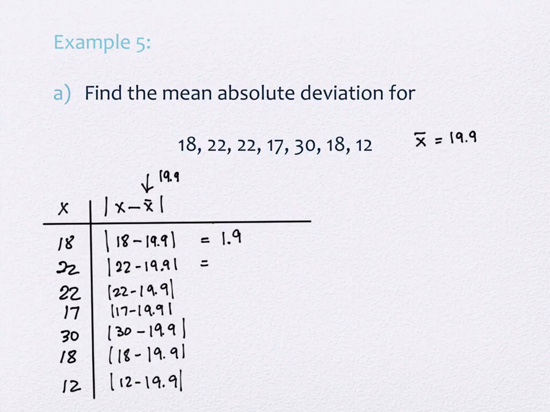Anybody have a calculator? Just grab the calculator. This will make it go a whole lot faster. It is 2.1. Here's a couple of those. How about 17 minus 19.9? It's 2.9. 30 minus 19.9.